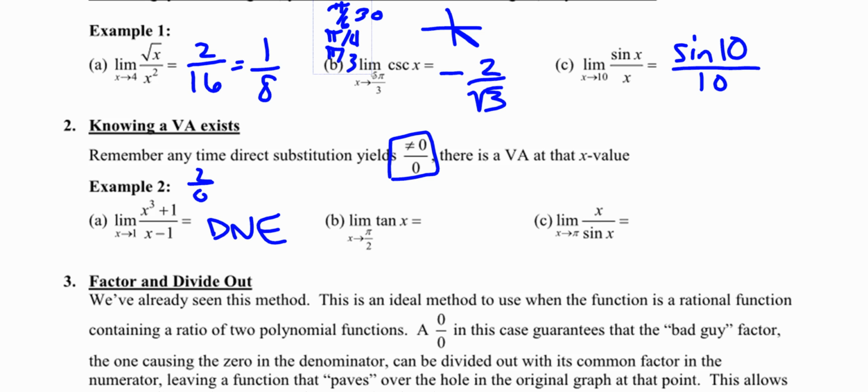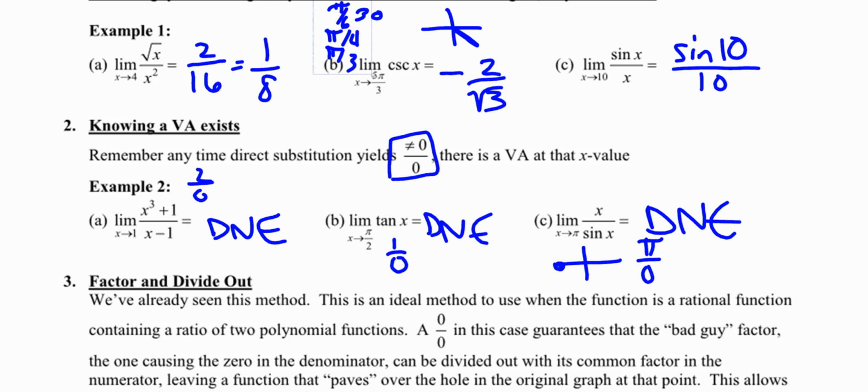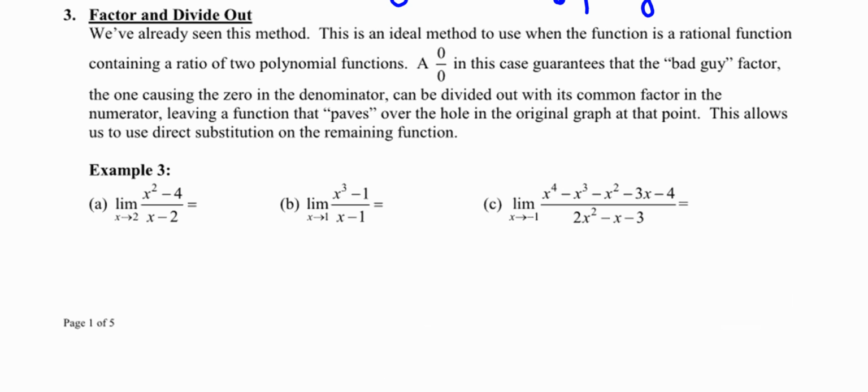Same thing with the next one, tangent of pi over 2. You should know that that is going to be 1 over 0, like sine over cosine. Okay, so that one does not exist. And sine of pi, remember pi's over here, so sine of pi is 0, so we get pi over 0. It does not exist. So two really quick ways, direct substitution and knowing a vertical asymptote exists. The other ones are going to be helpful, but they're going to take a little bit longer.